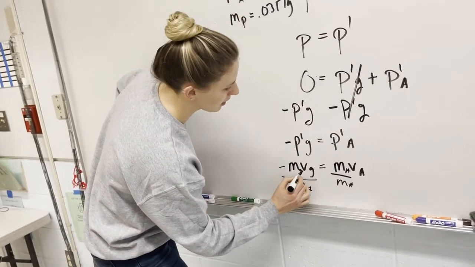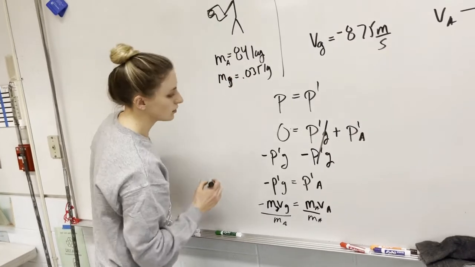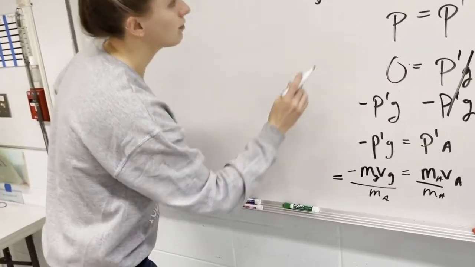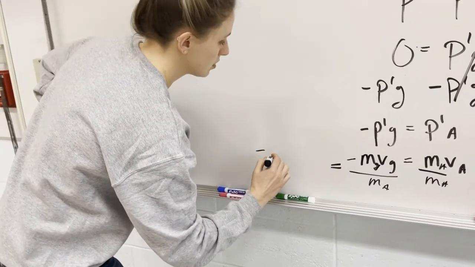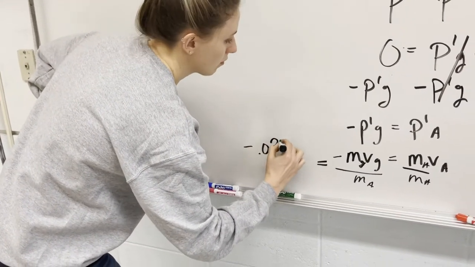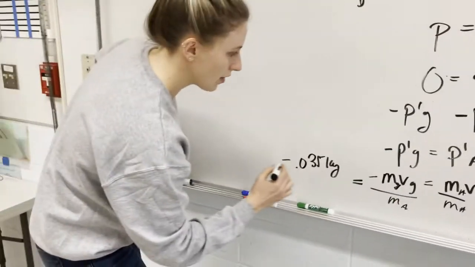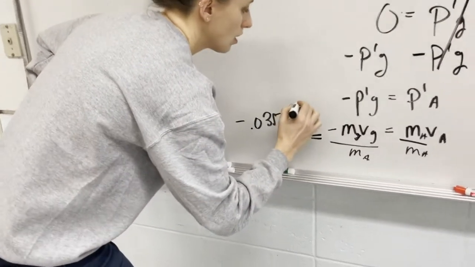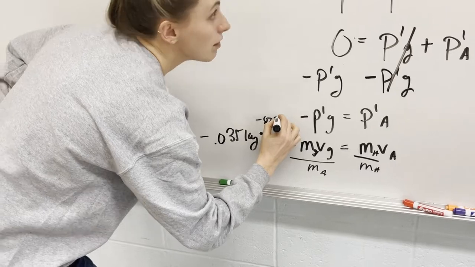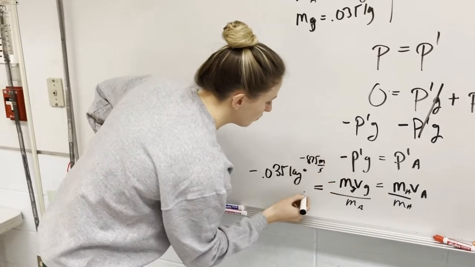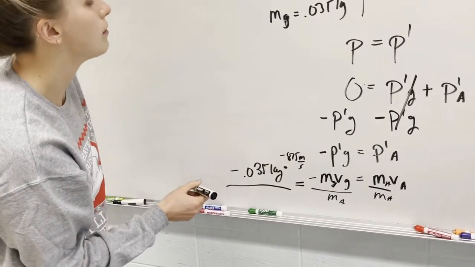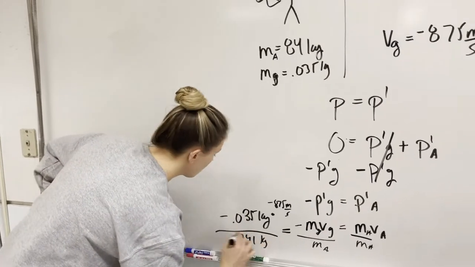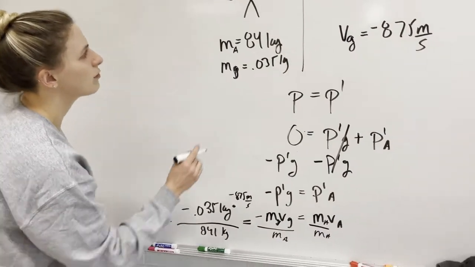This is the mass of the gas. I keep saying the pistol. Let's go ahead and plug it in. So I've got negative, and the mass of the gas was 0.035 kilograms. The velocity was negative 875 meters per second, and the mass of the astronaut was 84 kilograms.